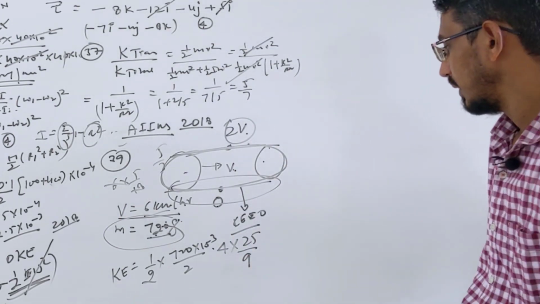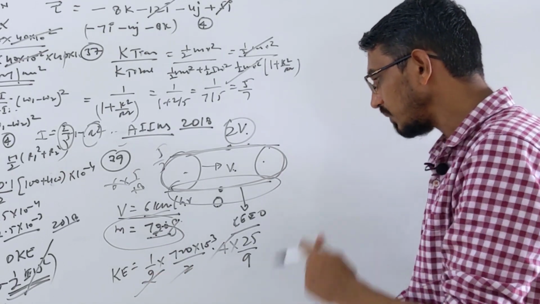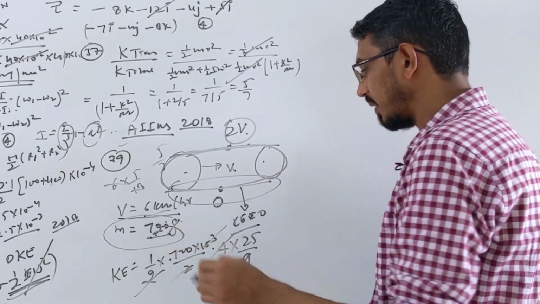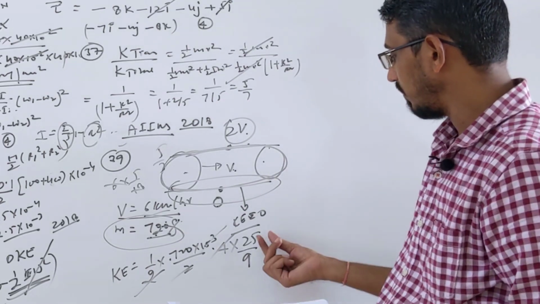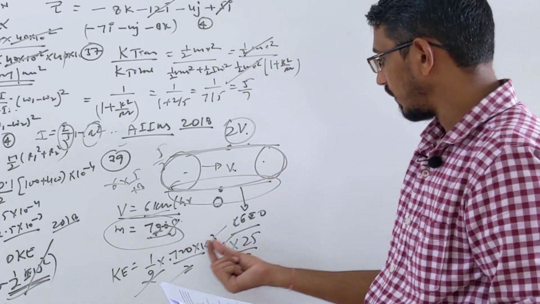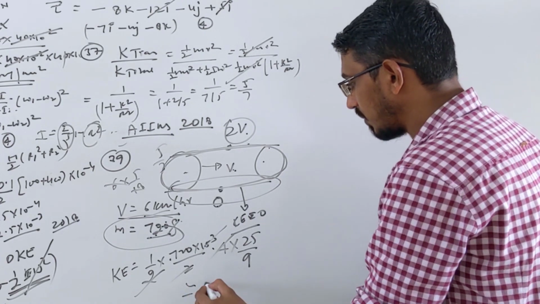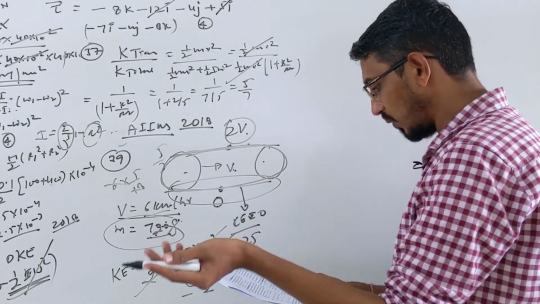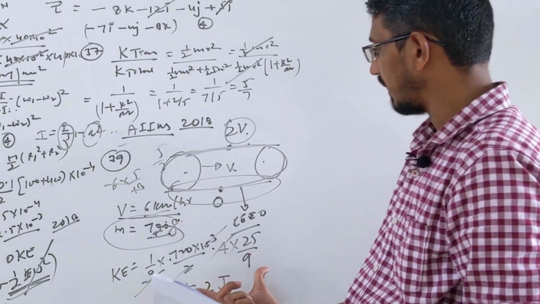This is the number. Okay, let's simplify this. 4 goes here. If you write this in decimal, this becomes 7.2. So 25 by 9, with 7.2, becomes around 20 by 9. So what are the options given? This becomes a little less than 20, so the answer is nearly equal to 2. Yes, in the options they gave 4, 1, 2. They gave very clear options. So the answer should be 2 joule, when you multiply this number.